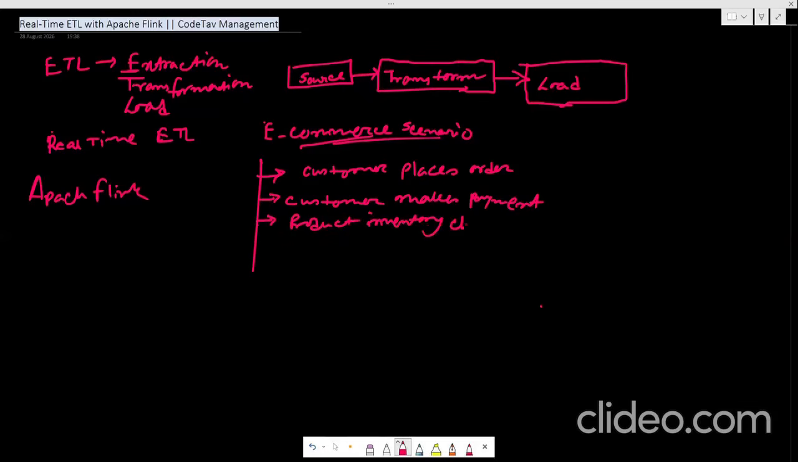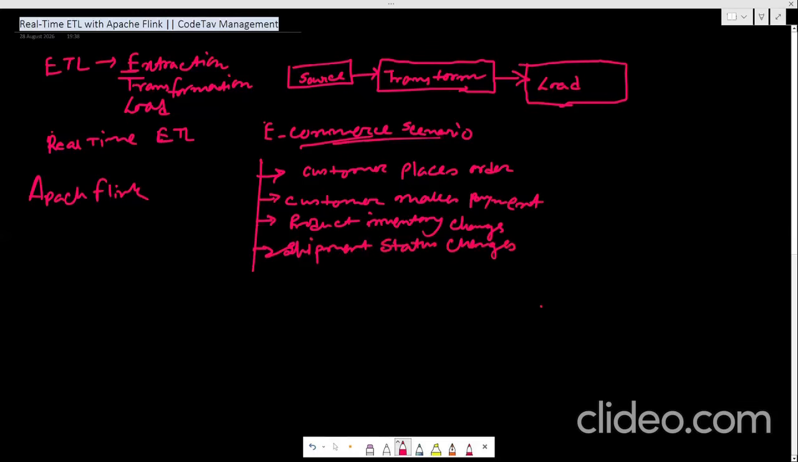All are events. Okay, so that is one. Next, it can be a shipment status change, right? And another can be a customer browsing a product. That is also one event. Okay, so these are the events. This kind of real-time scenario we can see creating events.